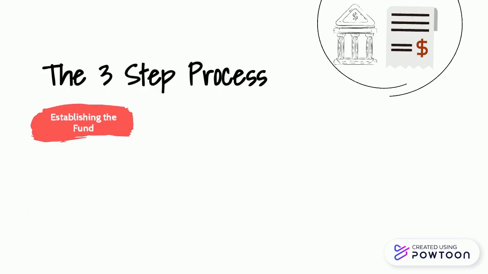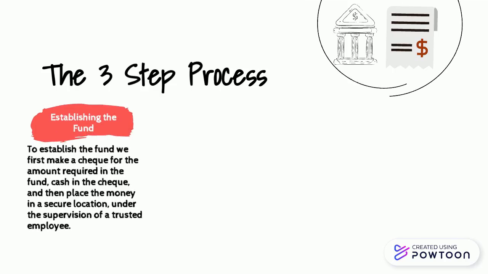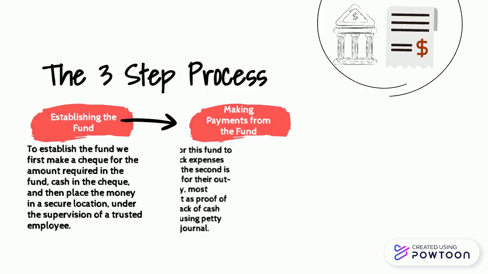Step 1. Establishing the fund. The first step we take in a petty cash fund is to establish the fund. To establish the fund, we first make a check for the amount required in the fund, cash in the check, and then place the money in a secure location under the supervision of a trusted employee.